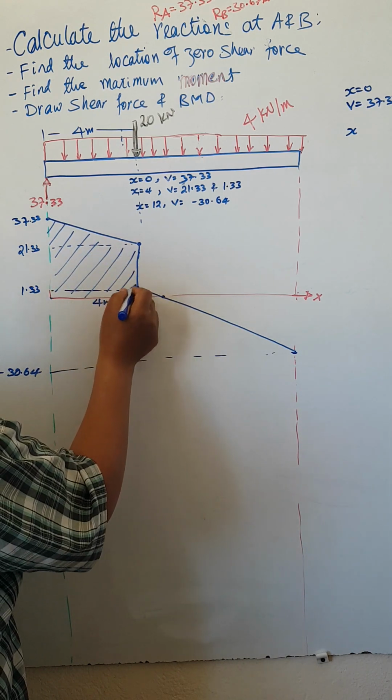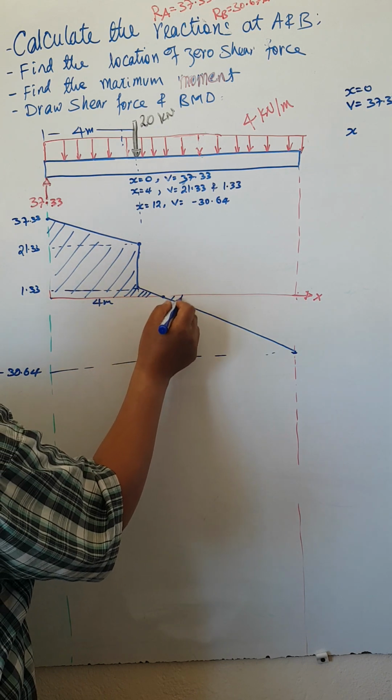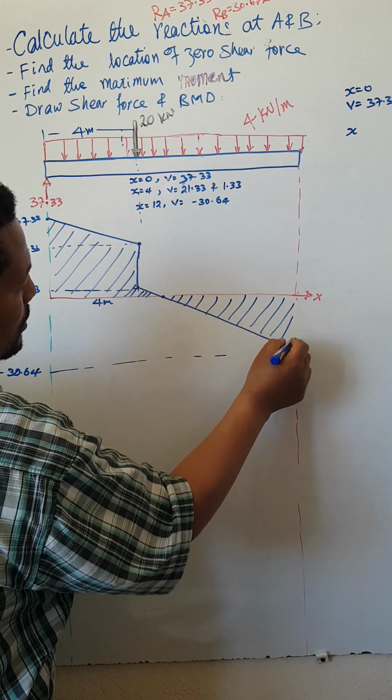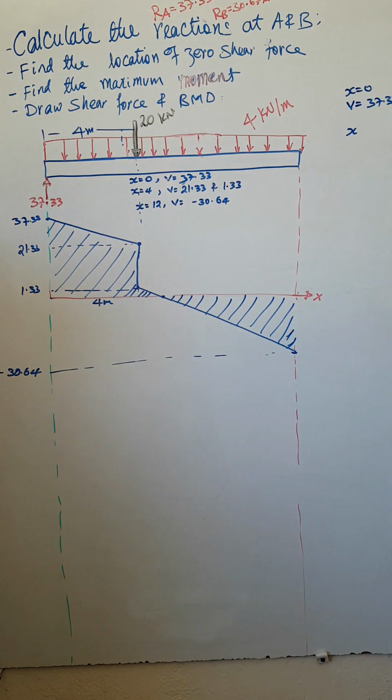Our shear force diagram is between the x axis and the shear. Okay, this is our shear force diagram. How do we draw the moment diagram? When drawing the moment diagram, the area of the shear force is the moment diagram. The area of the shear force is the moment diagram.